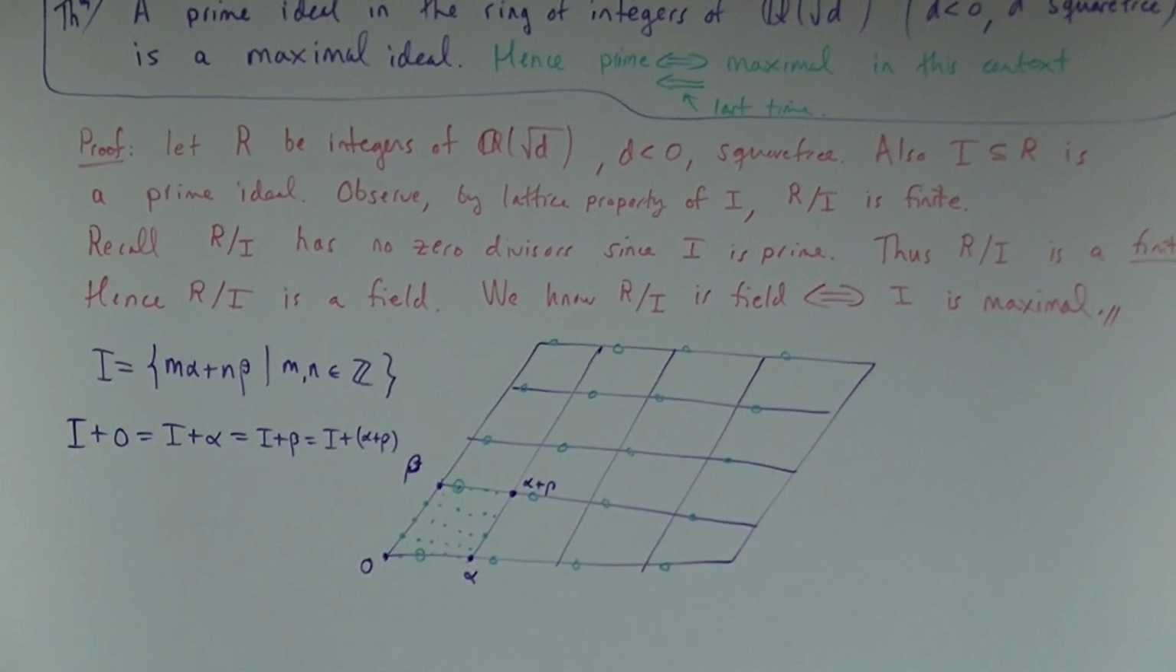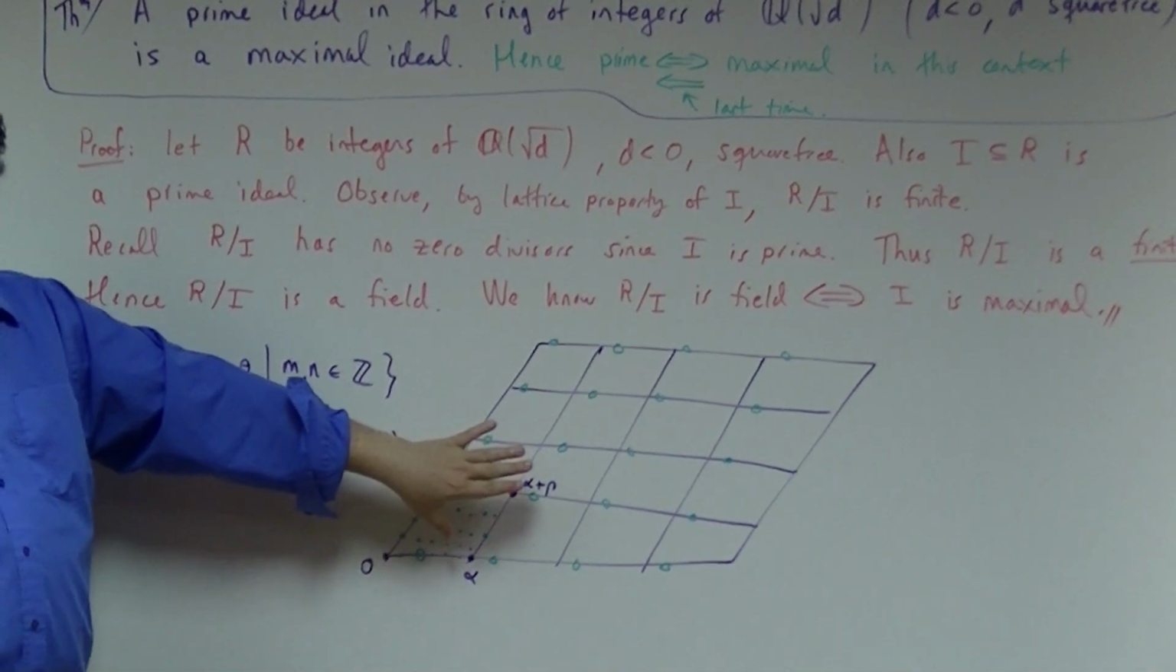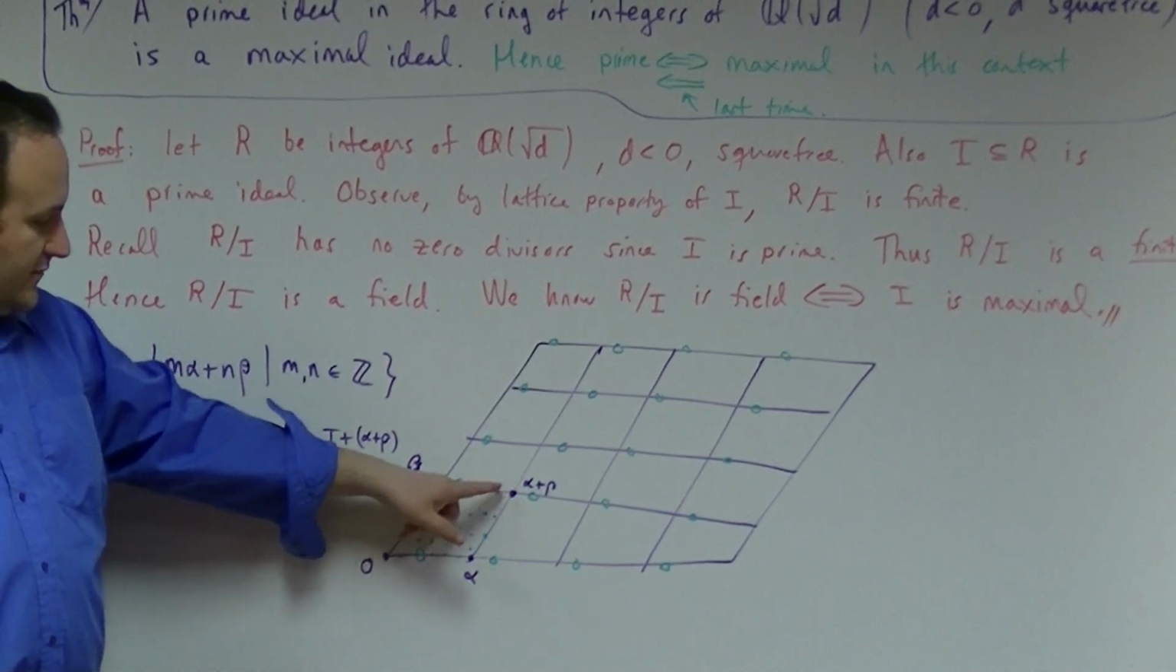And so if you look at a single cell, because you can add integer multiples of alpha and beta, in other words, an I element, to get to any other point in the plane, to count the number of equivalence classes, to count the number of cosets in the factor ring, it suffices to look at one fundamental cell. I think it's the number of distinct dots.